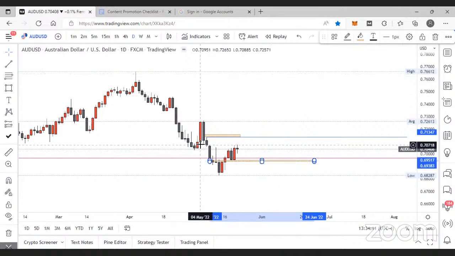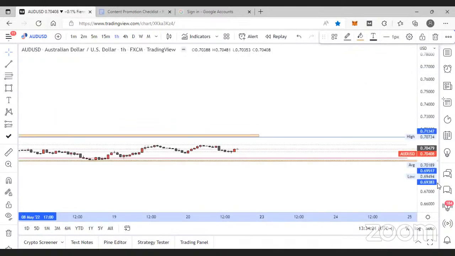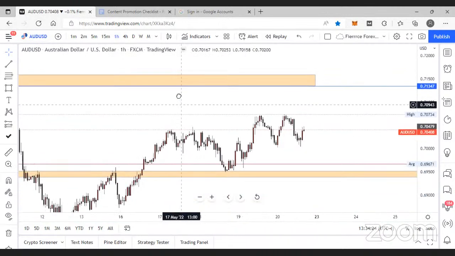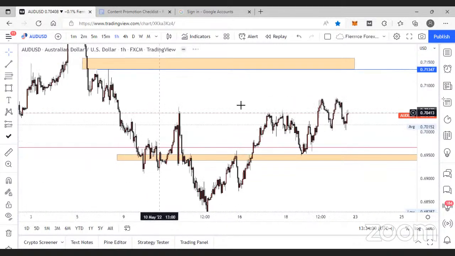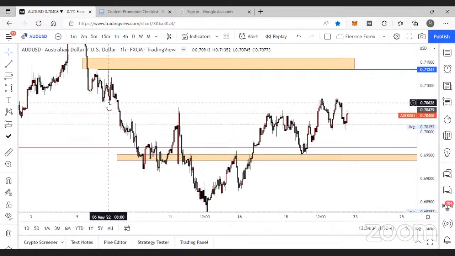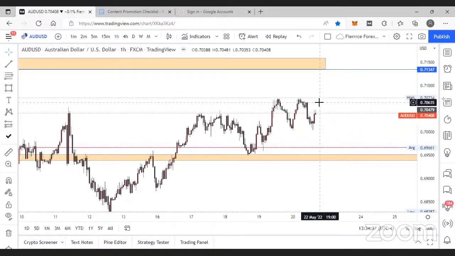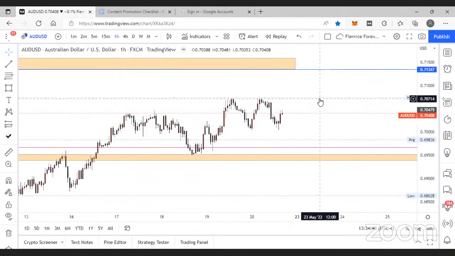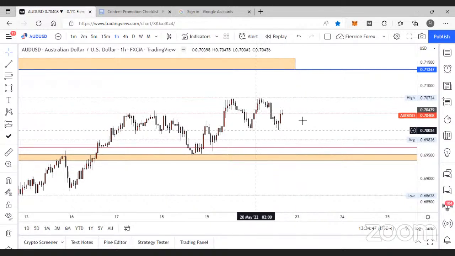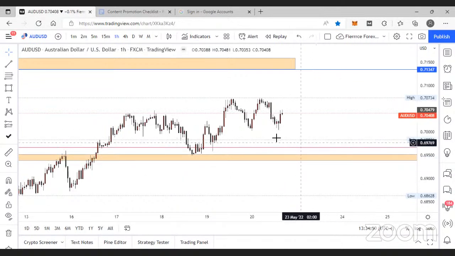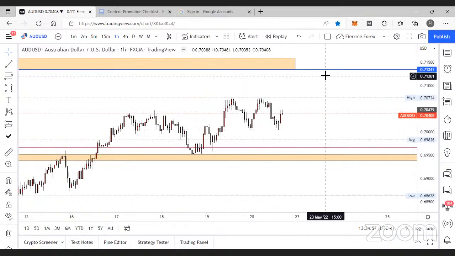But we are at an interesting level here. Let me look at the 1 hour. So just very interesting structure. The only time I'll be looking at price dropping really is if we take out these lows below here. But right now I feel like we're still bullish.